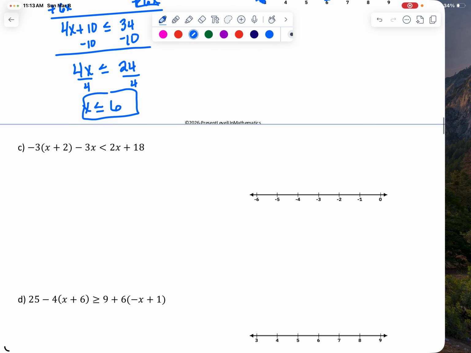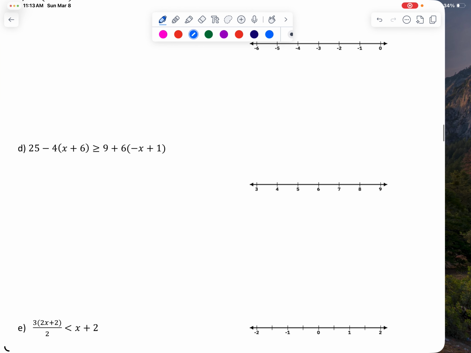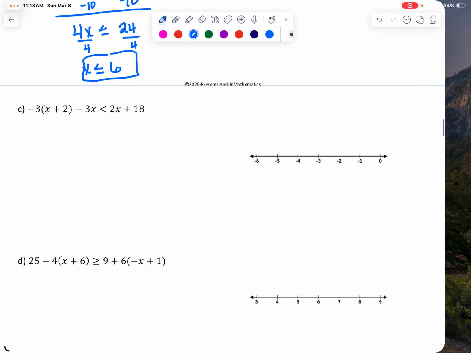All right, problem C. We have negative 3 times the quantity x plus 2, which would give us negative 3x minus 6 minus 3x is less than 2x plus 18. Now look for like terms that can be combined. So negative 3x plus negative 3x is negative 6x minus 6 is less than 2x plus 18.